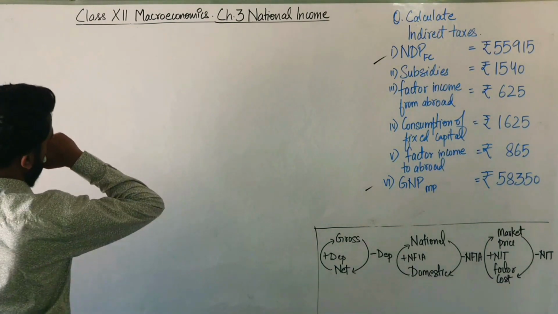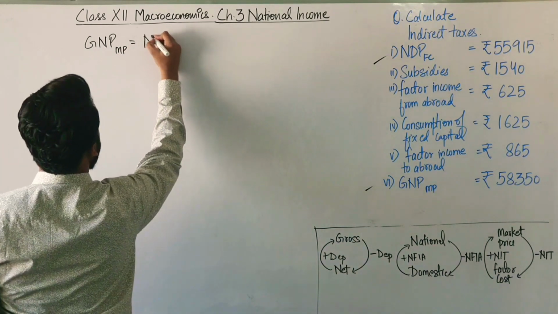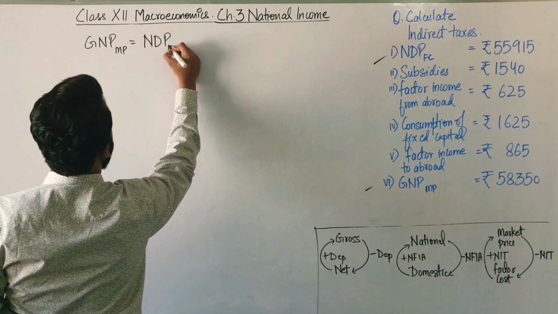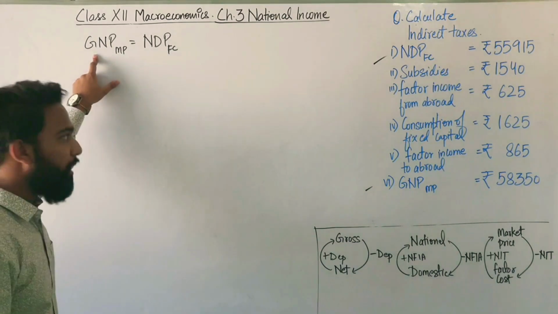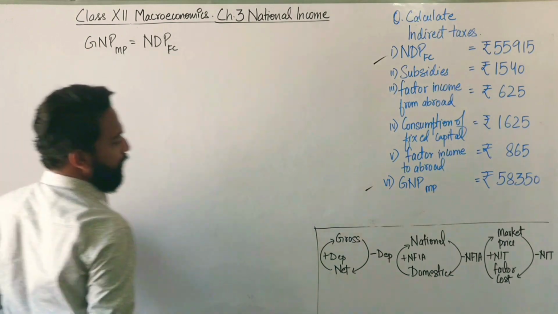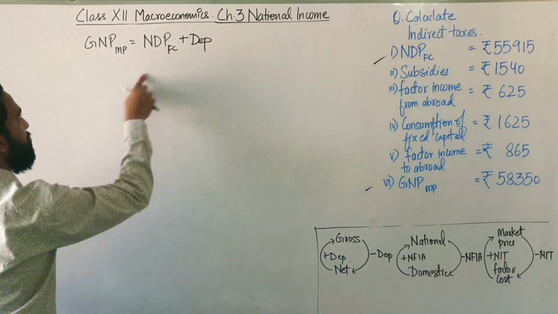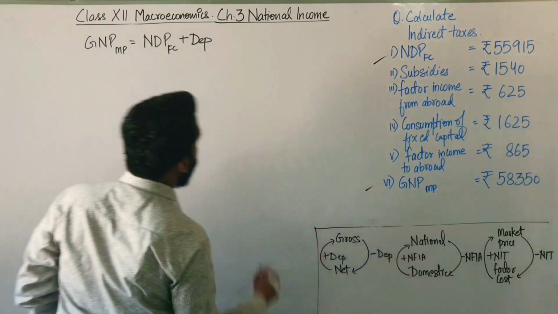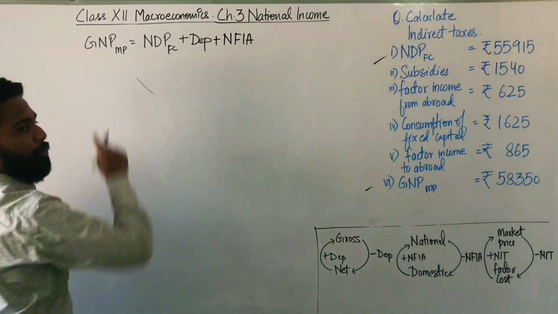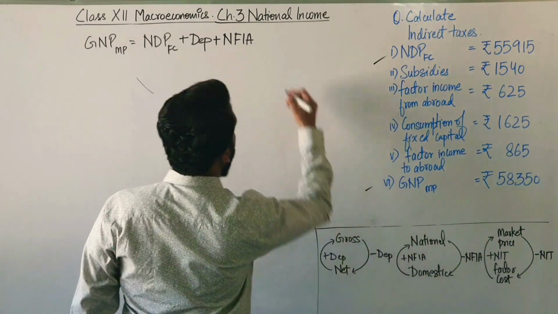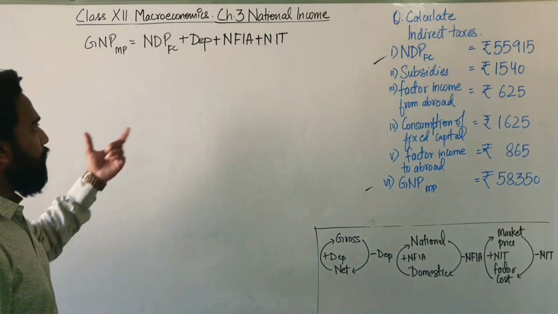We have to calculate the indirect taxes. Now first let's put GNPMP at LHS and NDPFC at the RHS. Now let's suppose we have to convert NDPFC into GNPMP. Now what do we have to do? We have to convert net into gross value. Net into gross value, we have to add the depreciation. Now we have to convert this domestic into national. Domestic into national, we have to add NFIA, net factor income from abroad. We have to convert this factor cost into market price. Factor cost into market price, we have to add NIT, net indirect taxes.